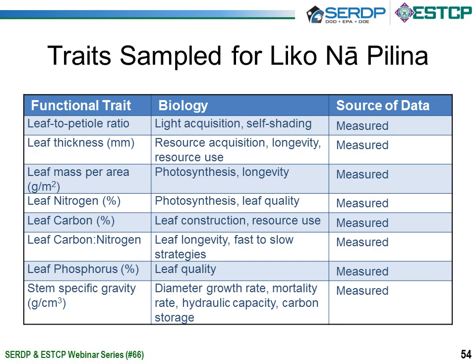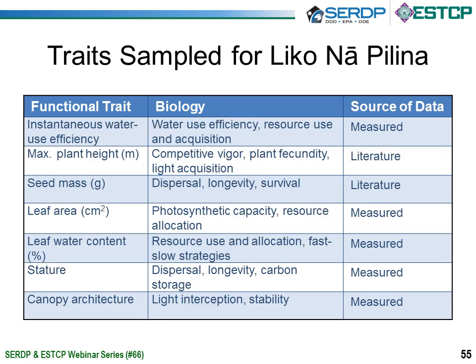Here's a list of the functional traits that we sampled for the Leuconopolina experiment. This is our case study. We included a variety of leaf traits that you can see here on this slide. At the bottom, we have stem-specific gravity, which uses a small piece of stem instead of the trunk, but is directly correlated to wood density. And on the next slide, we have additional traits that we measured.